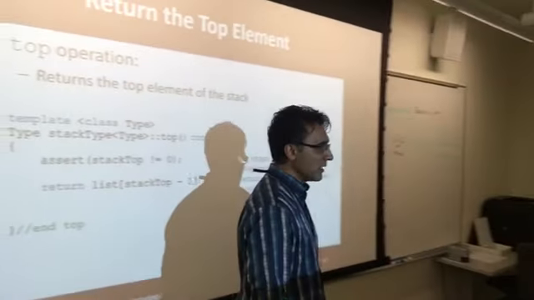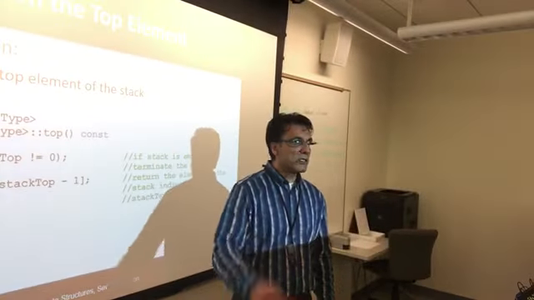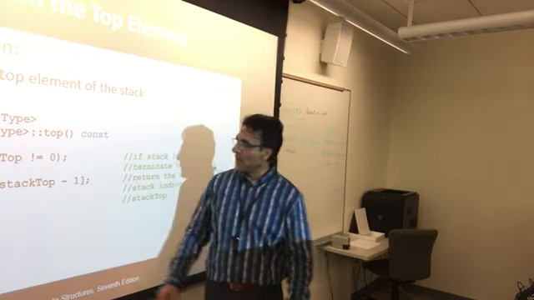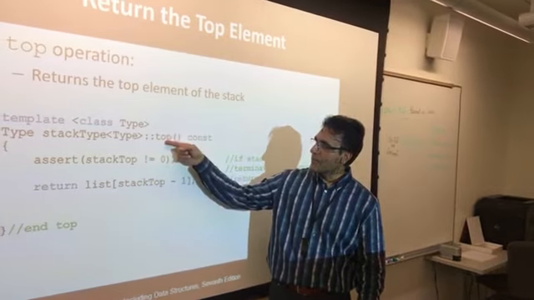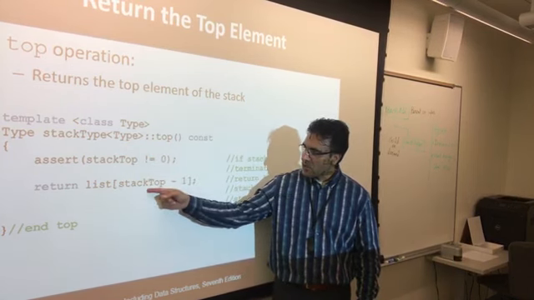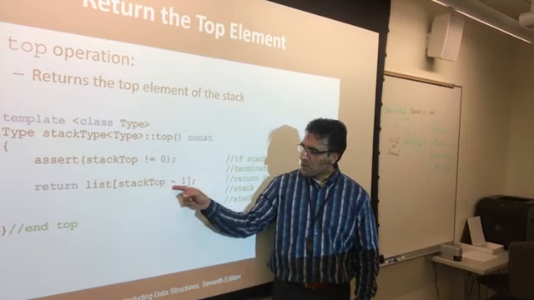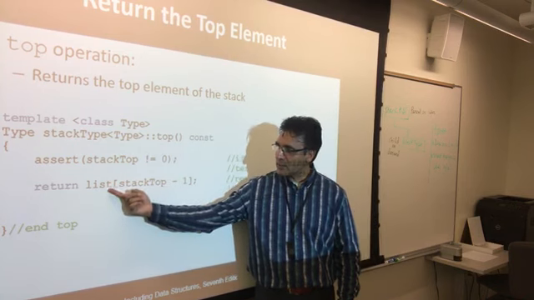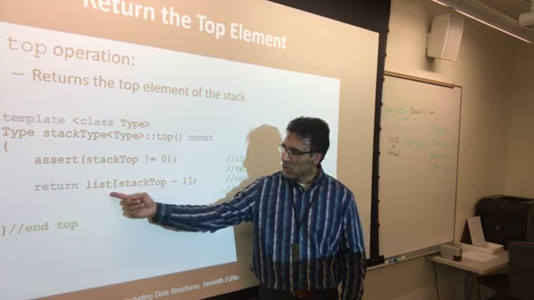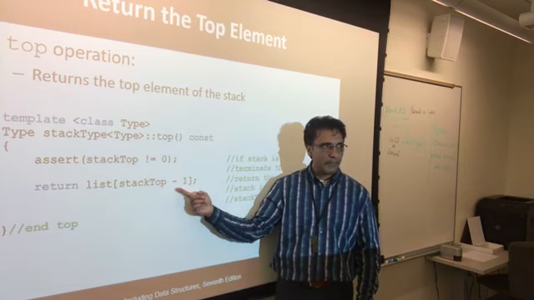What about the top? I want to check what's the top value. Top value means what is on the top of the stack. I want to see what value resides there. So this top method, which will look like this, all I'm saying is stack top -1, show me the value of that list, of that node, or that array. Show me the value of that array.